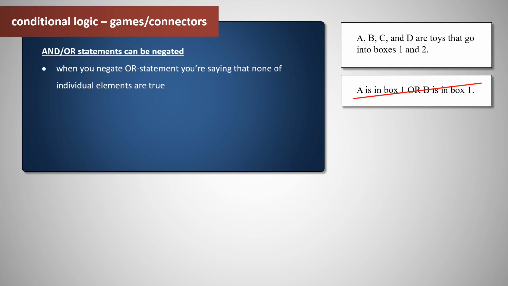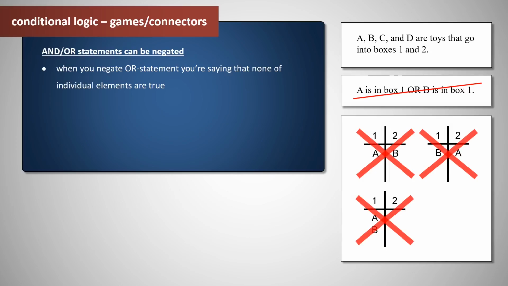Remember, or means potentially both. But if you're saying that it's not true that one or the other is true, then they're both false. There's no way that they're both false. And what you have here is there's no way that you can have them split up, A, B, B, A, or both over on the left. A is in box 1 or B is in box 1 is also satisfied if they're both on the left. So you're saying that none of those situations are true.